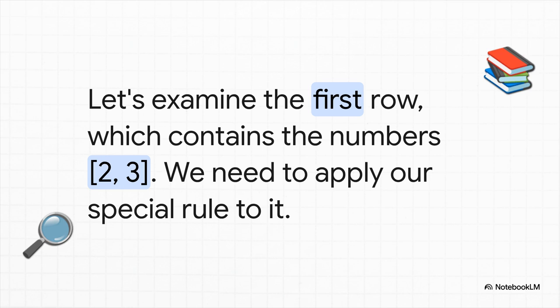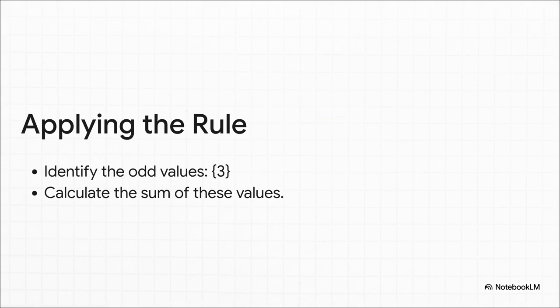The books we have are numbered 2 and 3. Okay, time to apply the rule we just learned. So step 1, find the odd values. Looking at 2 and 3, the only odd number here is, well, it's just 3. That makes summing them up super easy. The sum of the odds is 3.